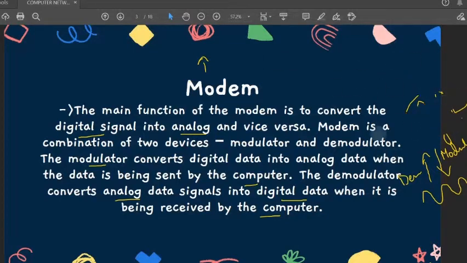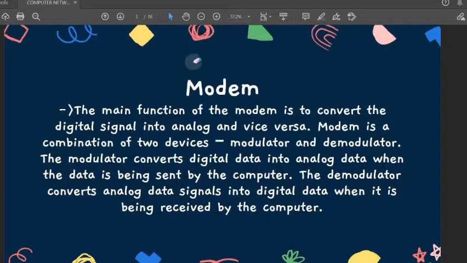So that's about the modem. I hope now if anyone asks you what the main function of a modem is, you can tell them that the modem works as a modulator, converting digital data to analog data when we are sending something from the computer. And when it is received by the computer, which type of data does the computer need? If you want to learn something, think about it logically: which type of data does the computer need?